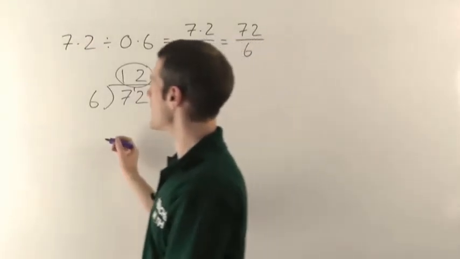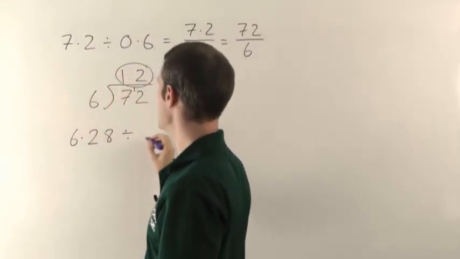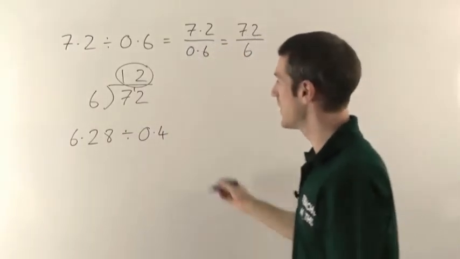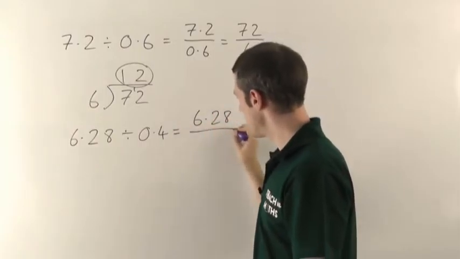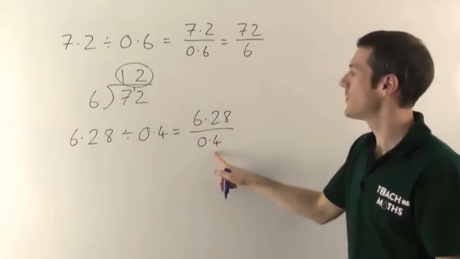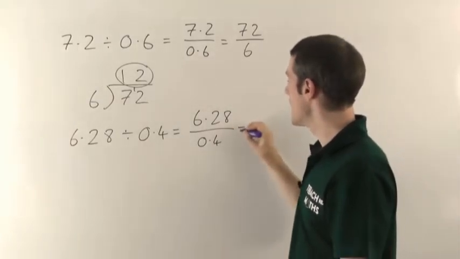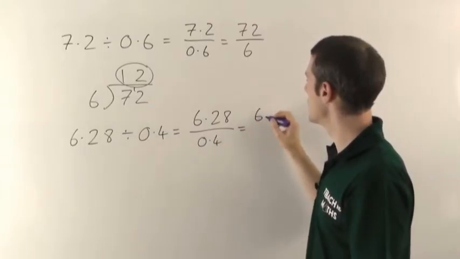I'll probably just fit it under here. So 6.28 divided by 0.4 this time. Picked a slightly harder one. Again, you write it as a fraction. So 6.28 divided by 0.4. And we want to make the number on the bottom a whole number. So again, we times the top and bottom by 10. And you just keep timesing by 10 until eventually you get whole numbers. In this case, we only need to do it once.